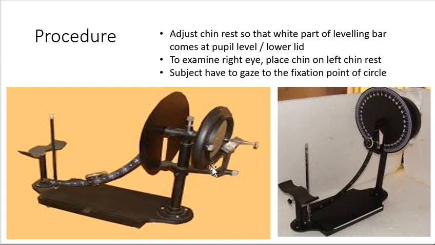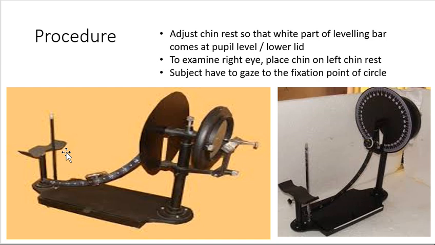So first of all, this is the perimeter. We have to basically adjust this chin rest. Okay, and we have to ask the subject to place the chin on the chin rest. Now how will we do that? Because mostly in viva you'll be asked how you will perform that.